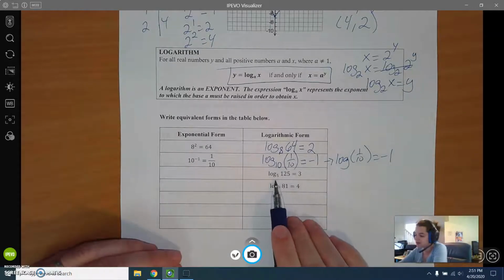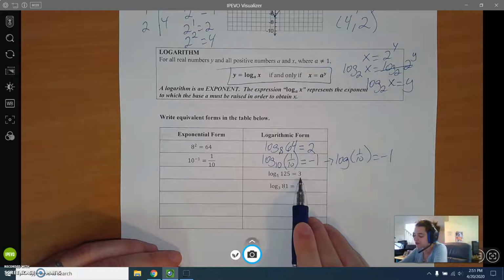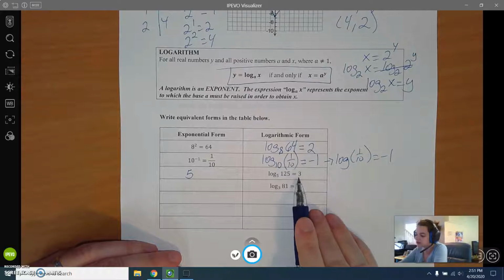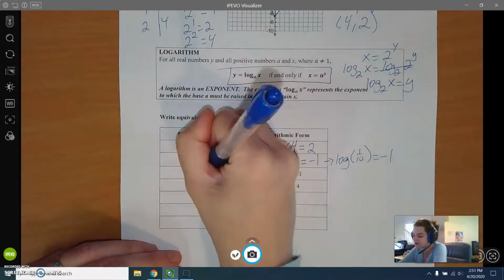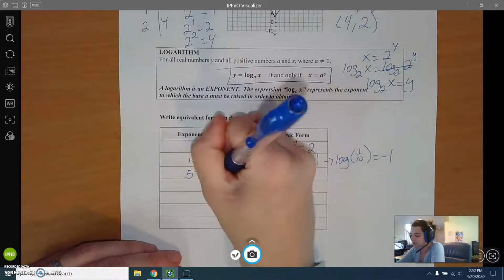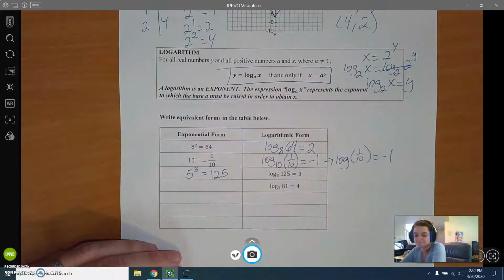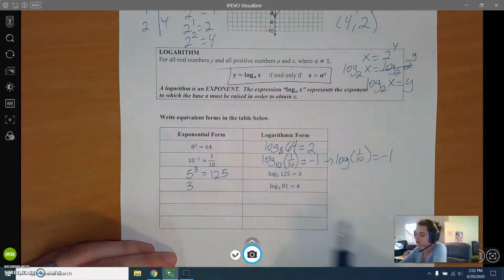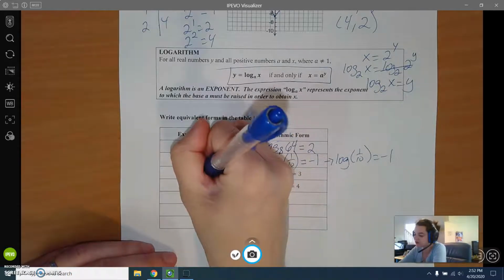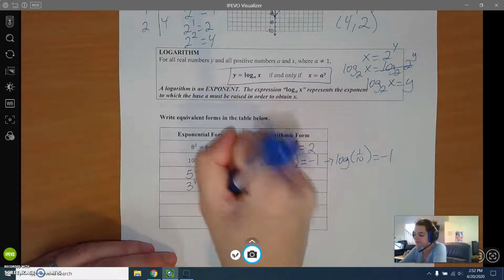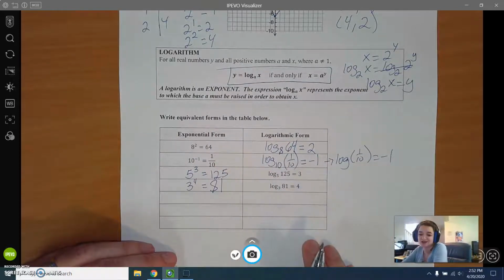So I start out with log base 5 of 125 equals 3. So that means that 5 is my base. It equals 3, so 3 is my exponent. And we're going to equal the thing inside of the logarithm, which is 125. Okay? Let's do one more. Log base 3 of 81 equals 4. So 3 is my base. 4 is my exponent. And it equals 81. Okay? The last 3 lines are for you guys to practice a few.